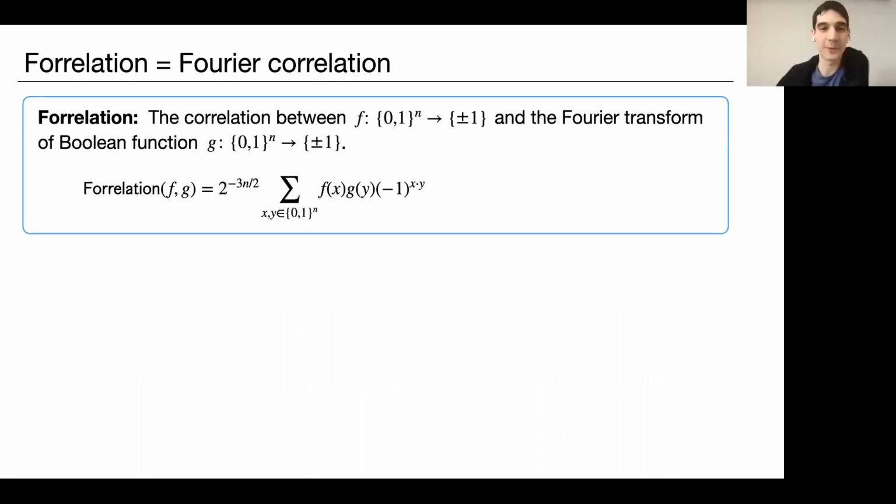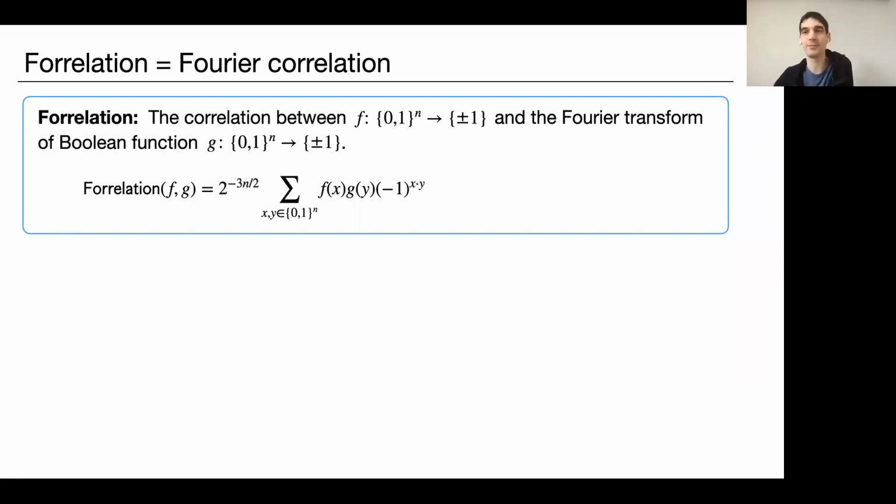So what is correlation? It's simply the correlation between some Boolean function f and the Fourier transform of another Boolean function g. And so this is why it's called correlation, because it's got the combination of this word correlation and Fourier transform. And I've written out the correlation here of f and g just in terms of the sum over inputs to f and g.